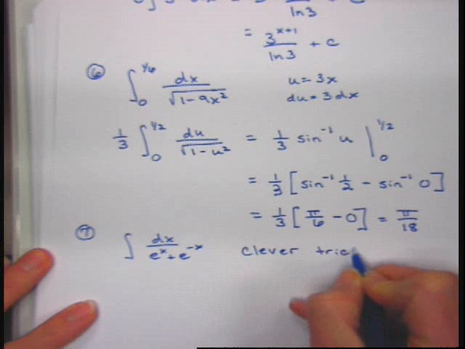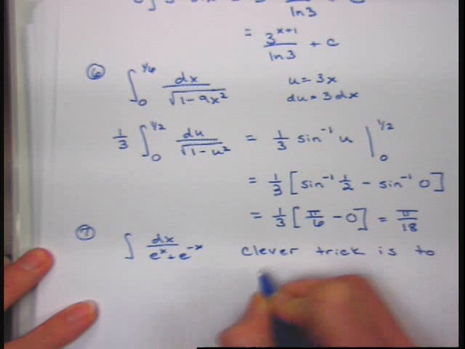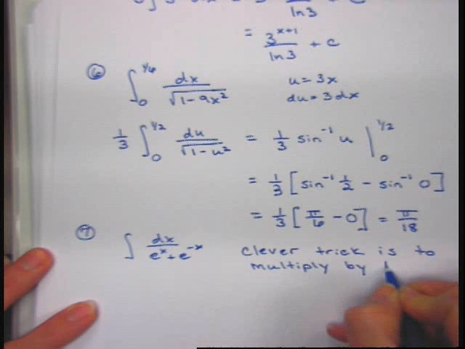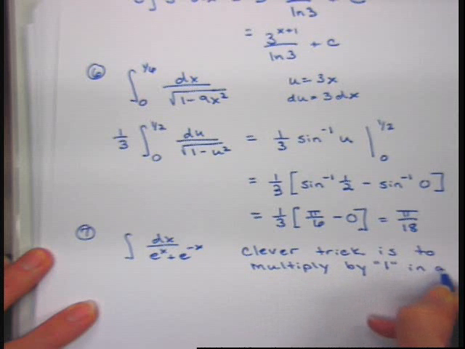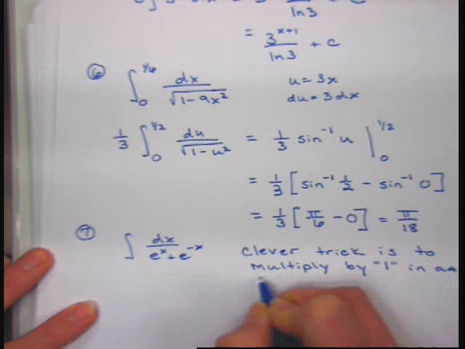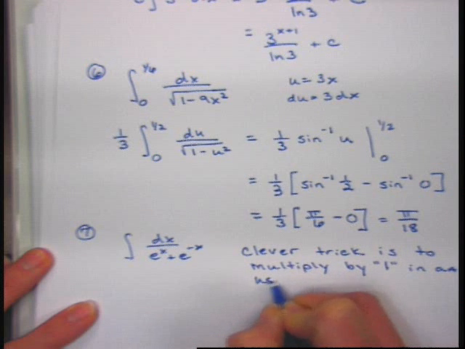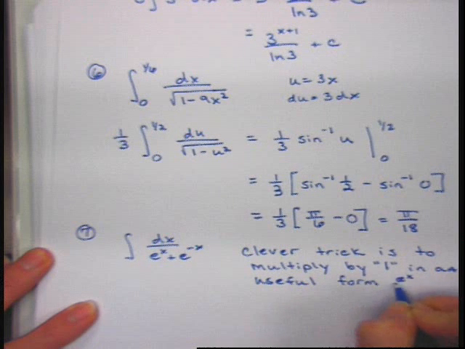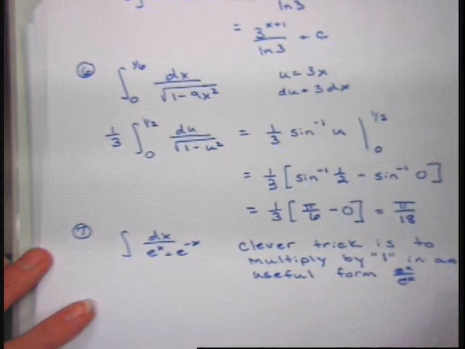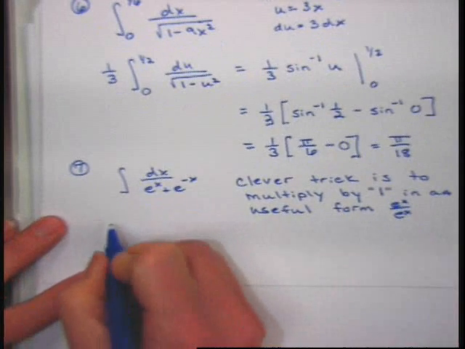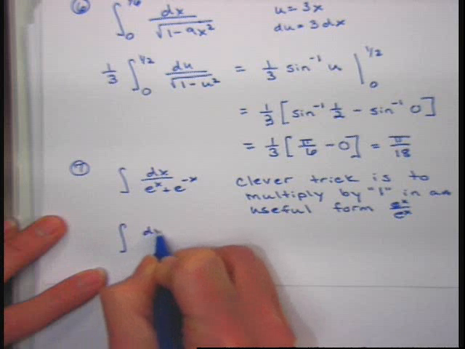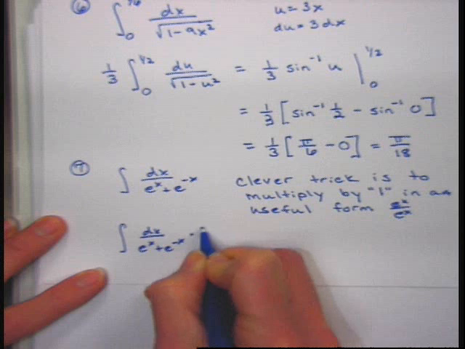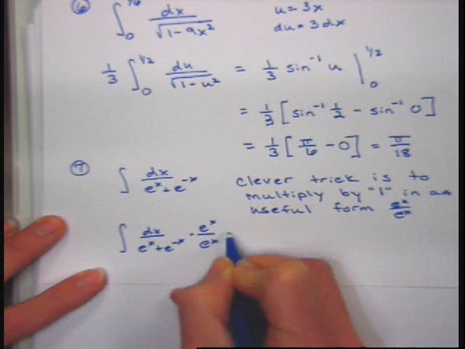So a clever trick is to multiply by 1 in a useful form. Here, e to the x over e to the x is useful, and you'll see why in just a second. Okay, so I'll have the antiderivative dx over e to the x plus e to the negative x times e to the x over e to the x.